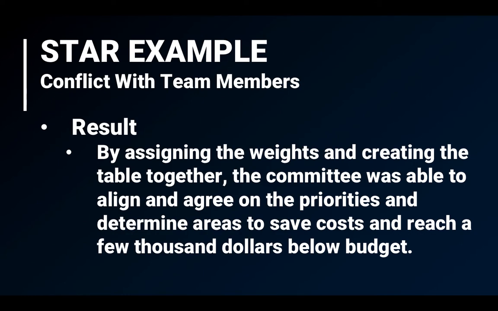So what happened then? This is where it takes us to the R, the result. By assigning the weights and creating the table together as a committee, the team was able to align and agree on the priorities and determine areas to save costs and reach a few $1,000s below budget. So this is our accomplishment, right? These are achievements to help with the situation.